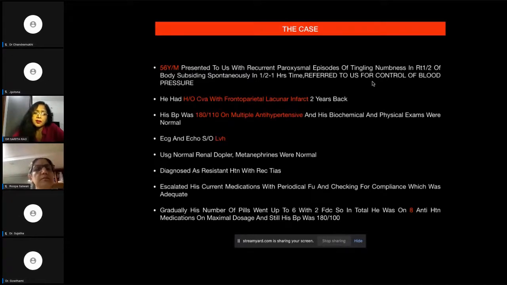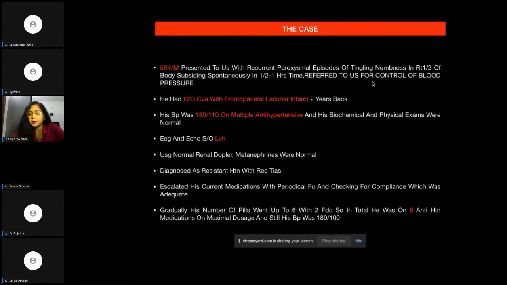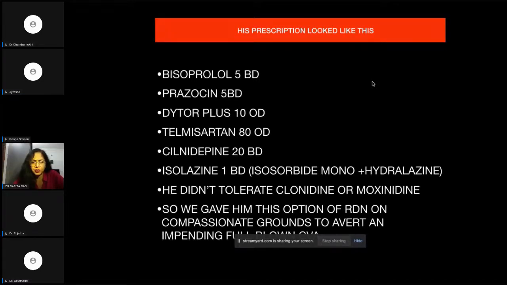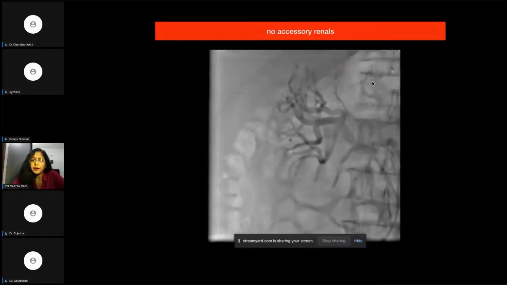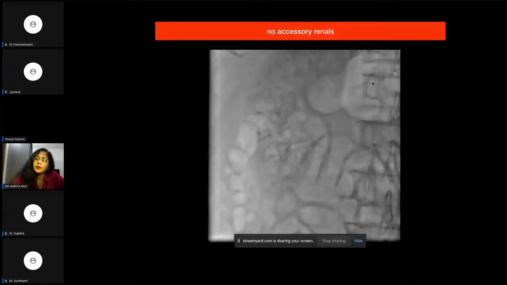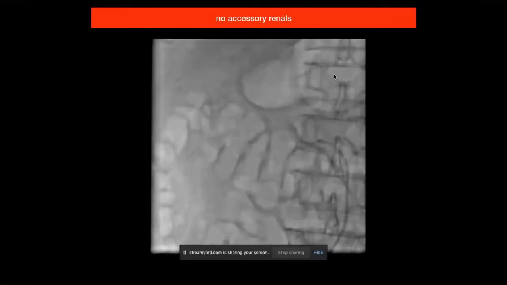Now, we escalated his current medication therapy with periodical follow-up and checking for the compliance, which was found to be adequate in this patient. Gradually, his number of pills went up to 6 with 2 fixed dose combinations. So in total, he was on 8 antihypertensive medications on maximal dosage, and still his BP was 180 by 100. So these were the medications that he was on: a 5 mg BD dose of bisoprolol, prazosin 5 mg BD, Ditor plus telmisartan 80 mg, cilnidipine 20 BD, isolazine, and his blood pressure would just not get controlled.